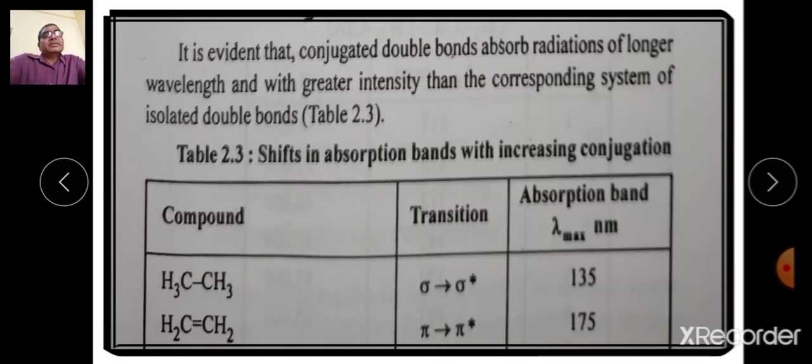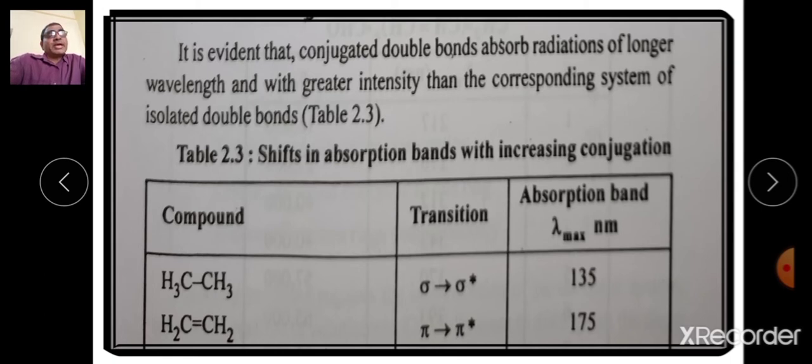Okay, now as we have seen, there is an effect of conjugation on the absorption. The radiation of longer wavelengths is absorbed with greater intensity. What are the types of shifts with increasing conjugation? Look here. The first, when there is an alkane compound, of course there is no pi bond. The transition occurs from a sigma bonding to sigma antibonding.